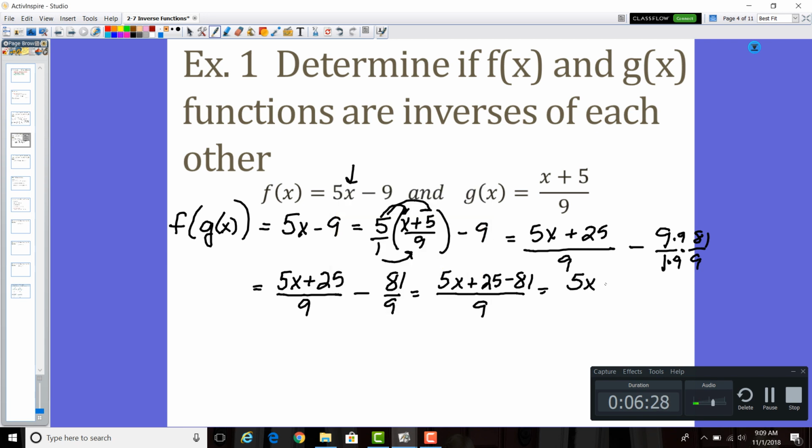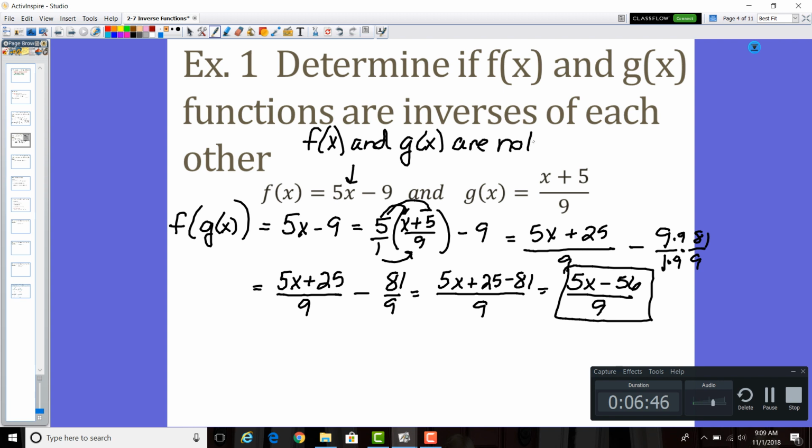So I have 5x minus 56 over 9 is my simplified expression for the composition of f with g of x. That does not equal x, so we can already determine that f of x and g of x are not inverses. Okay, now for me, that's enough. You wouldn't have to do the composition of g with f of x. MyMathLab is going to make you do both of them and then make your decision whether they're inverses or not.